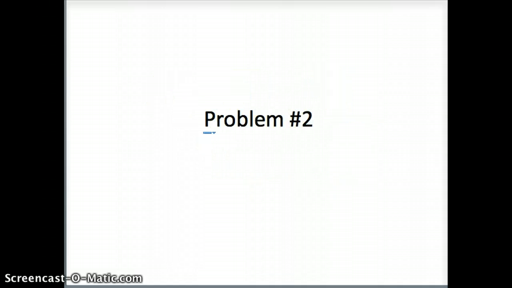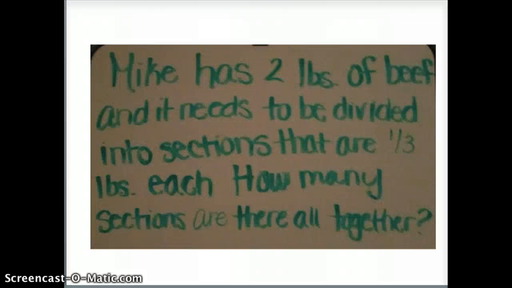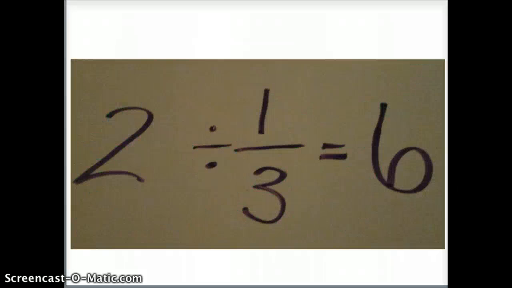For our second problem, we have Mike has 2 pounds of beef, and it needs to be divided into sections that are 1/3 pound each. How many sections are there altogether? So in a number sentence, it would look like this. 2 divided by 1/3 is equal to 6.